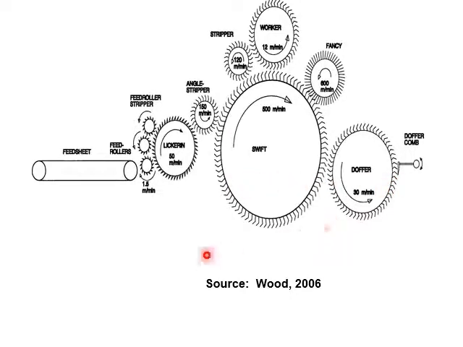A card consists of a cylinder of large diameter and rollers of smaller diameter, each one with a unique name: licker-in, swift, worker, stripper, fancy, doffer, etc. While here it has been shown that there is only one pair of stripper and worker, generally there are 4 to 6 pairs of workers and strippers positioned around the circumference of the swift.